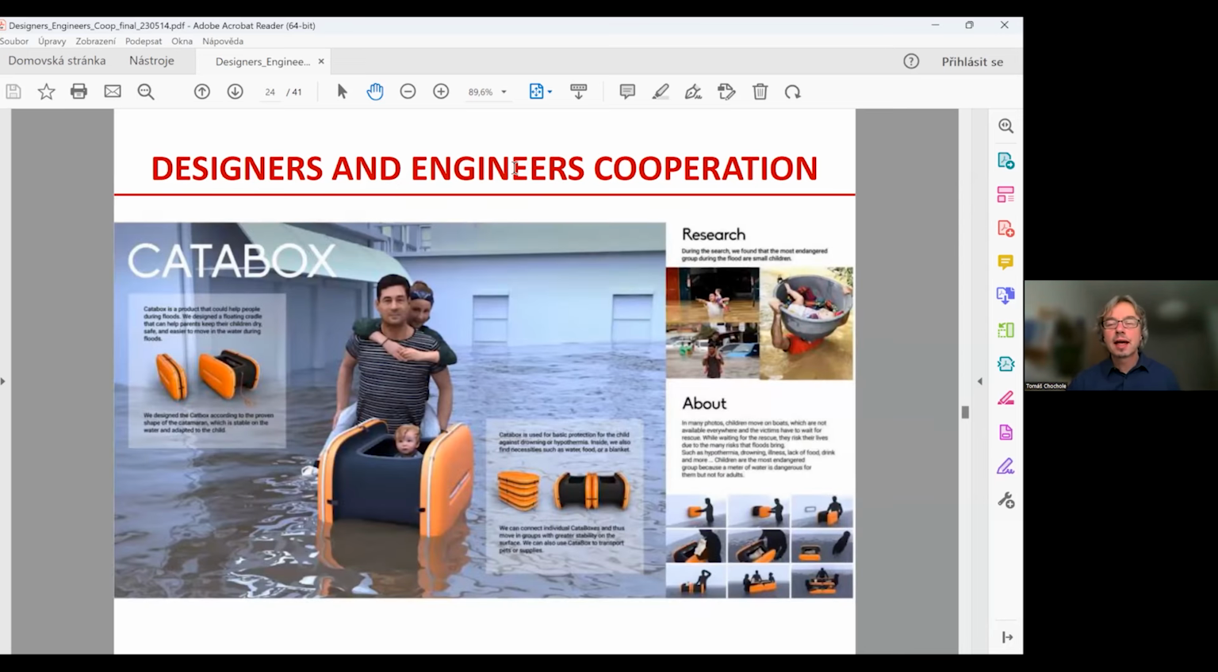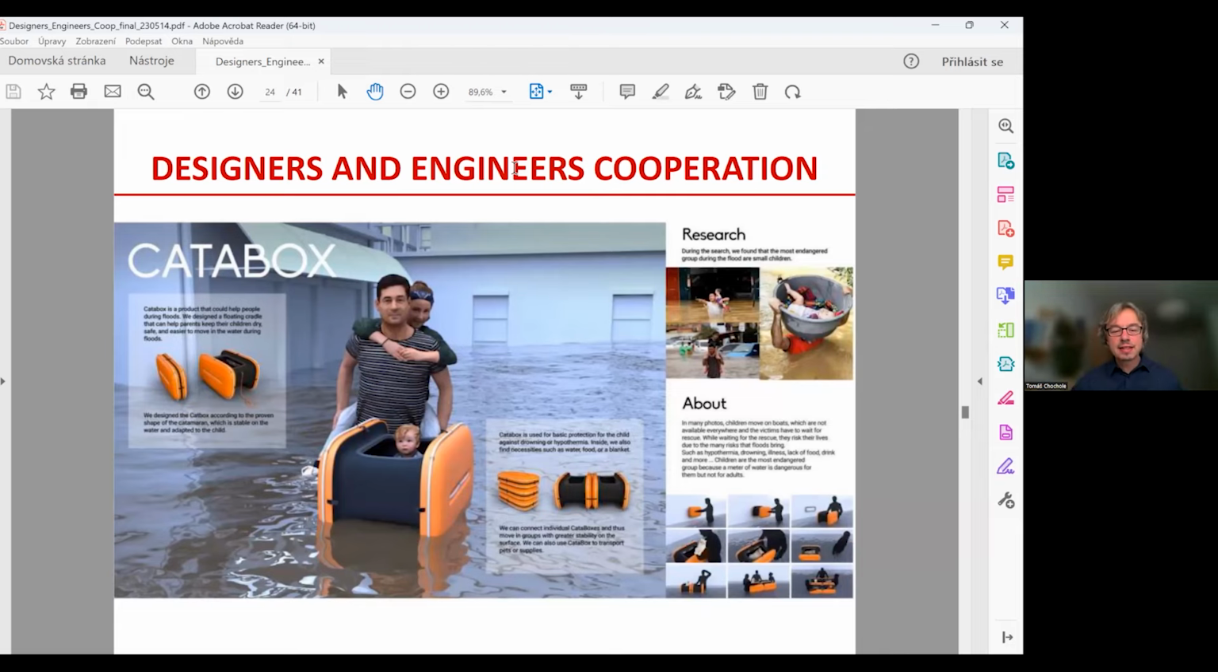Another type of cooperation is the project that we had, and are still having, with our partners from Kuala Lumpur, with Taylor's University. Our student teams invented the safety box, Katabox, for children, to save them against floods. We are trying right now to find partners, especially for building the prototypes in Malaysia, so we are cooperating with our embassies and other partners.